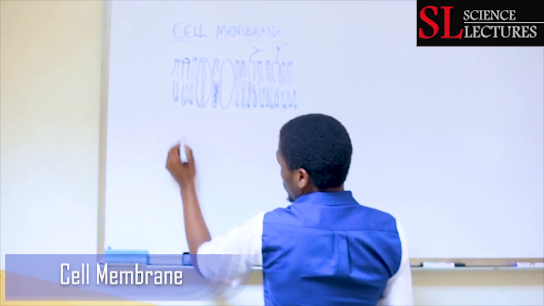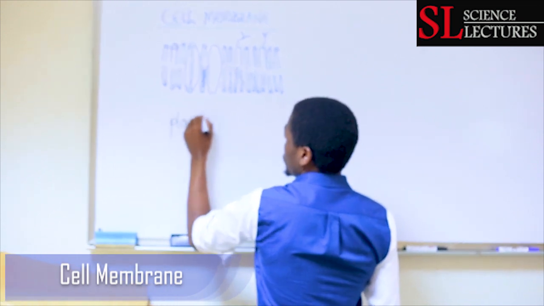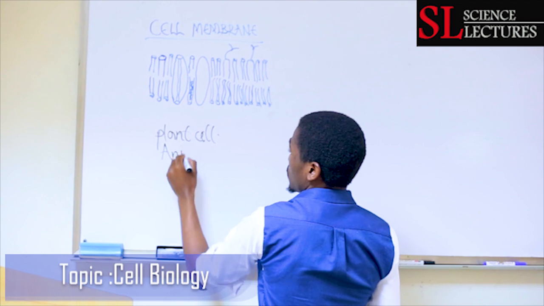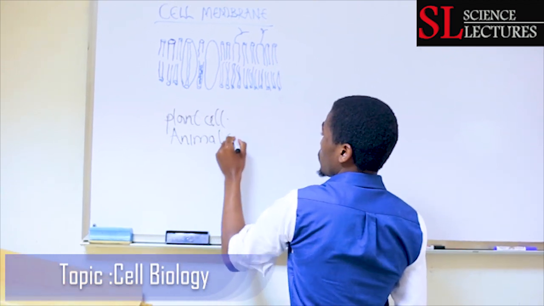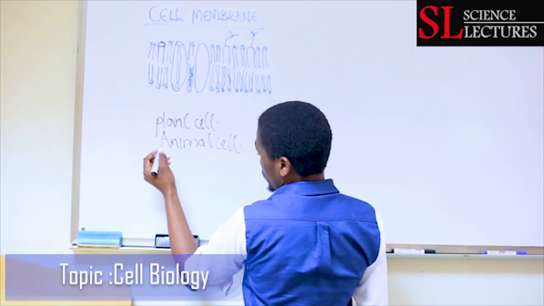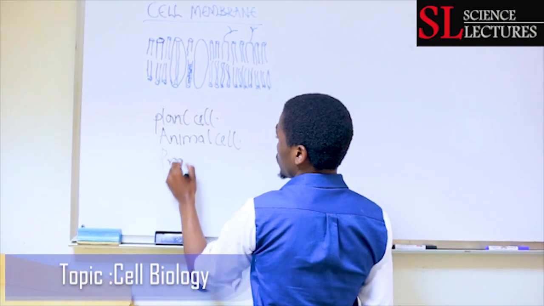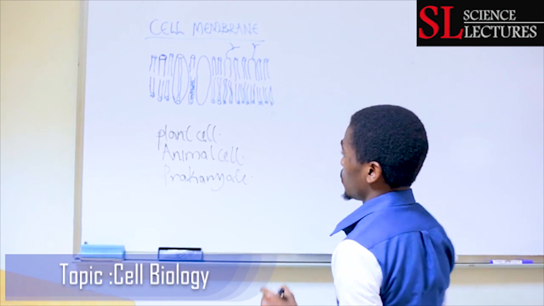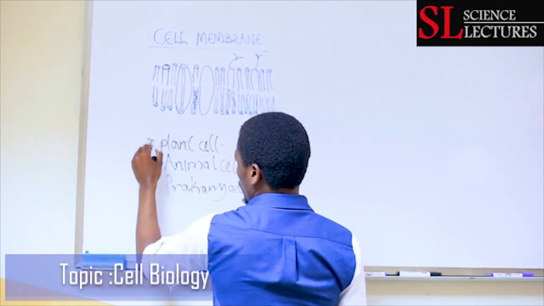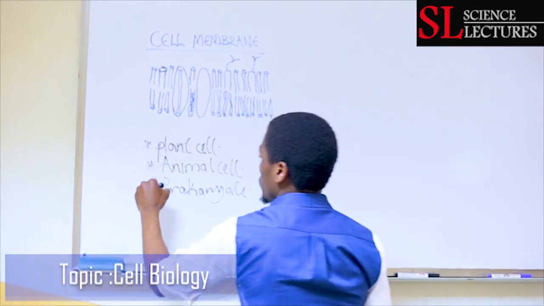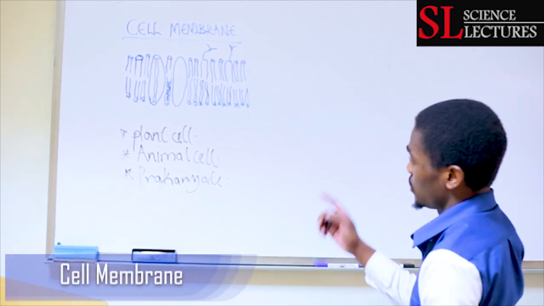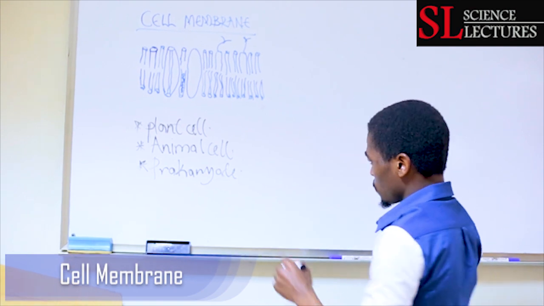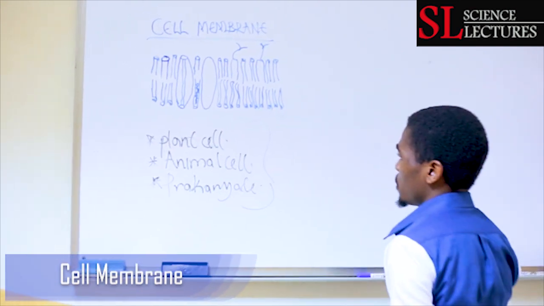So let's imagine we have a plant cell, an animal cell, and finally let's say we have a prokaryote. This prokaryote can be a bacterial cell. All these cells possess what we call the cell membrane, and it is always the interior covering. It covers the cytoplasm of the cell. So all these cells possess the cell membrane.